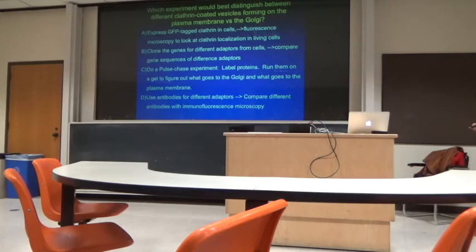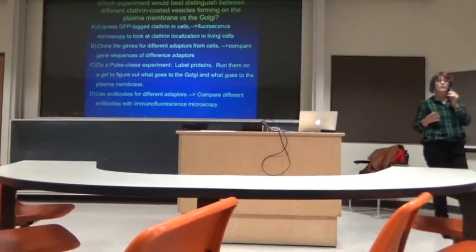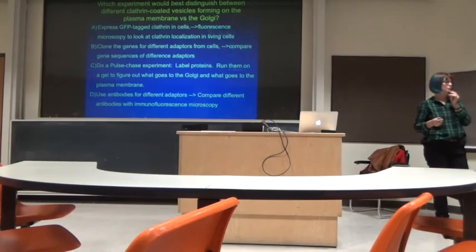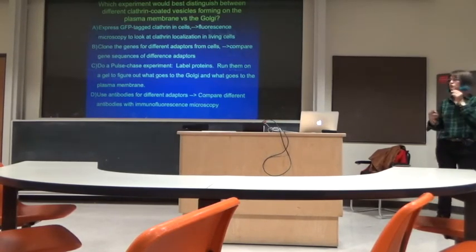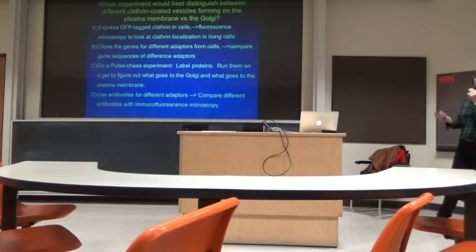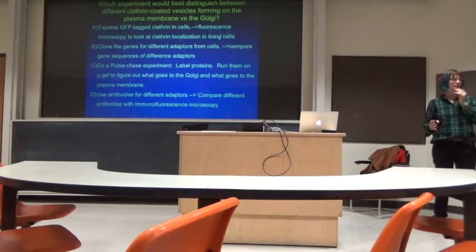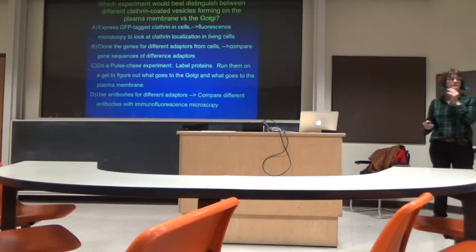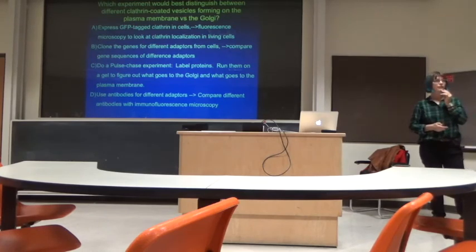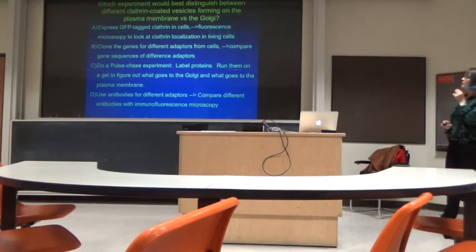The other thing to do would be a pulse chase experiment. You could label the proteins, definitely possible. All these experiments are possible actually. So you would feed the cells radioactive amino acid like S35 methionine, chase it, and then run a gel. But running a gel doesn't tell you localization. We're looking at what distinguishes the plasma membrane ones versus the other ones.